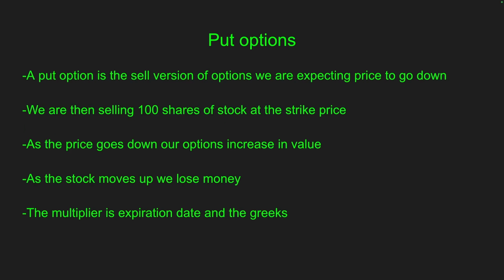Put options are the same thing as selling or shorting in the market. We're expecting price to go down. We're then selling 100 shares of that stock at that strike price. As the price goes down, our options increase in value. As the stock moves up, we lose money, just as if we were shorting the market. Again, the multiplier, the expiration date, and the Greeks.